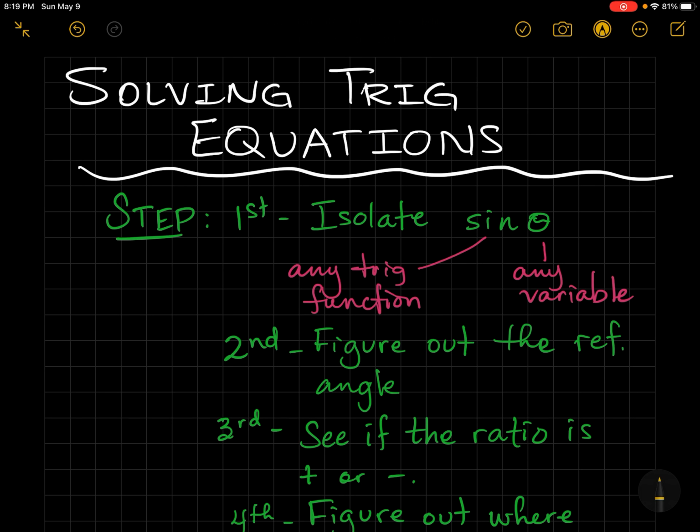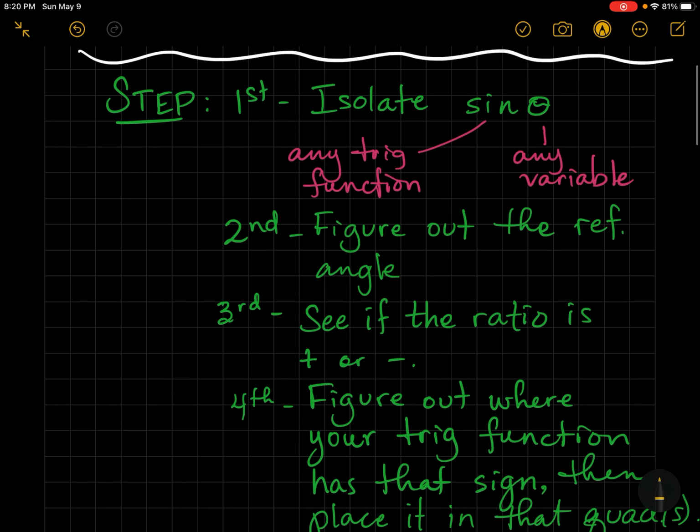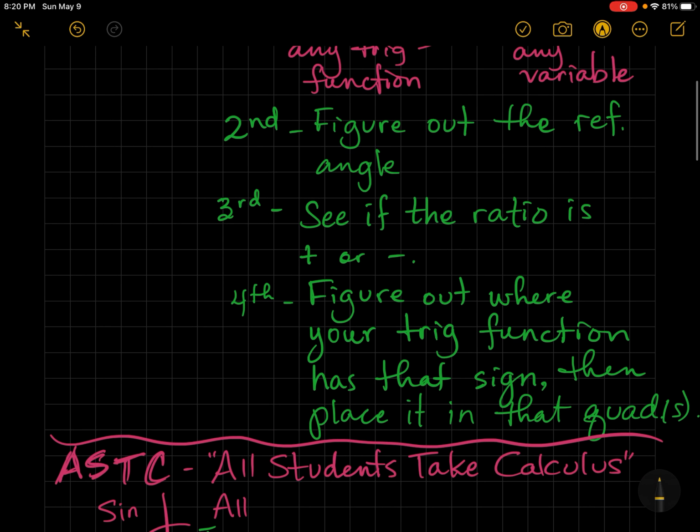Today's lesson is on solving trig equations. First of all, you want to isolate the trig function and the variable. Second, you want to figure out the reference angle. Third, see if the ratio is positive or negative. That's what's on the other side of the equation. And lastly, figure out where the trig function has that sign, whether it's positive or negative, and then place it in that particular quadrant.